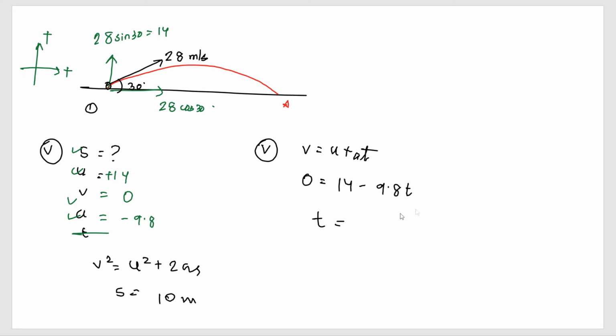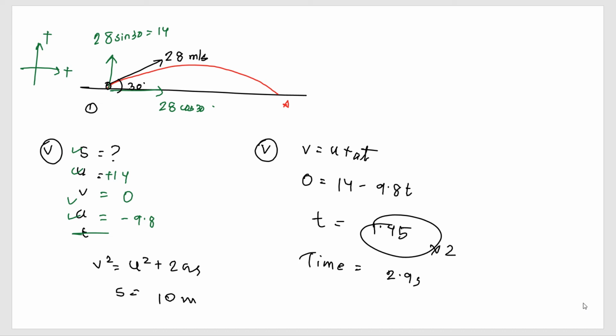Our value of T will be something like 1.45. So this is not actually the answer for the total time. The time that we have found is the time taken for the particle to reach the maximum height. So the total time of flight is this time multiplied by 2, which gives us 2.9 seconds.